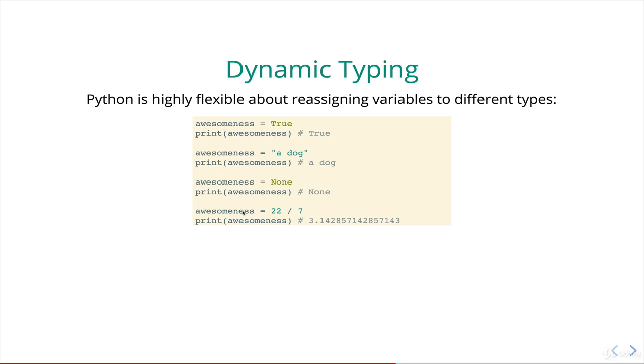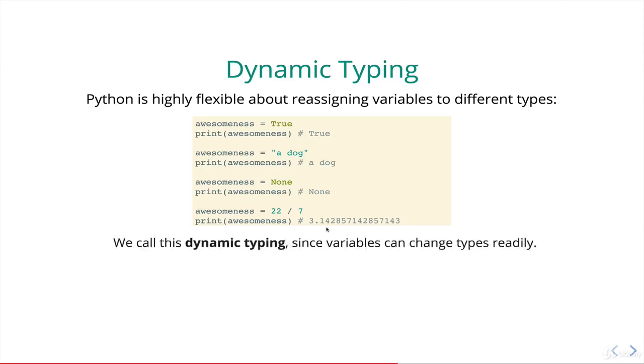Then we have awesomeness equals 22 divided by 7, and the result of that is a float. So this is just something that it's good to be aware of. But this is also something that is somewhat unique to Python. So there are other languages that support dynamic typing as well, but there are lots of languages that don't.